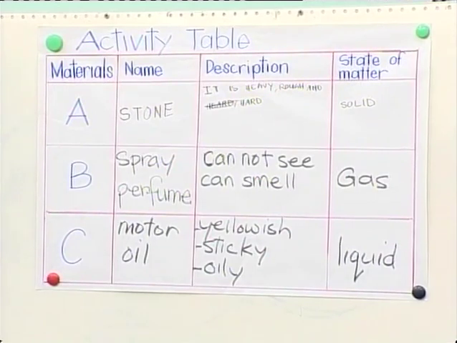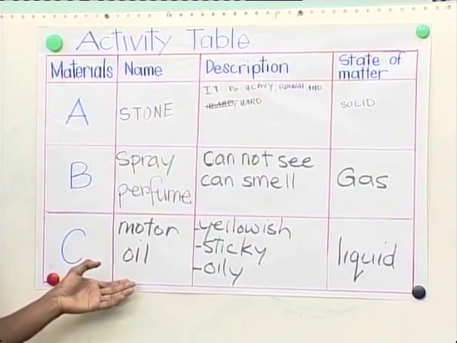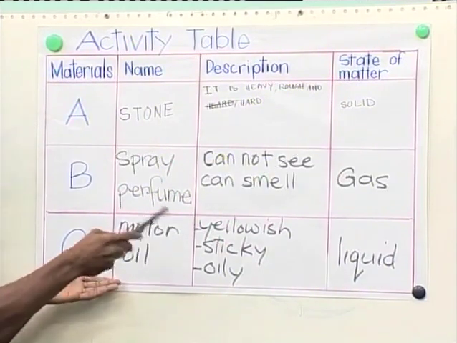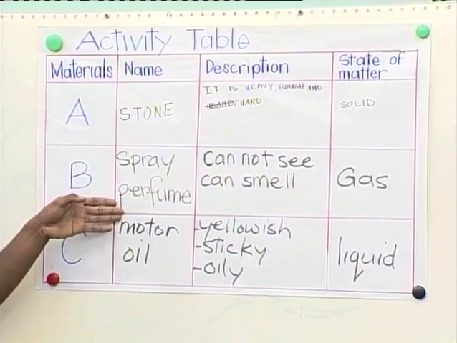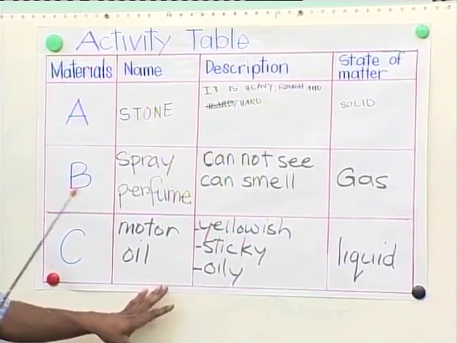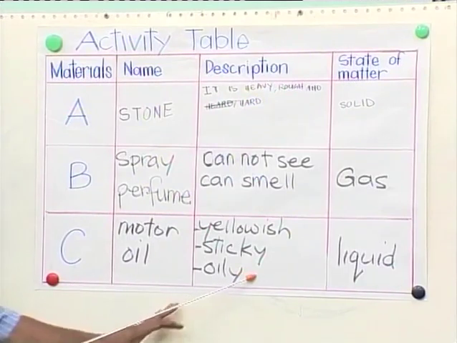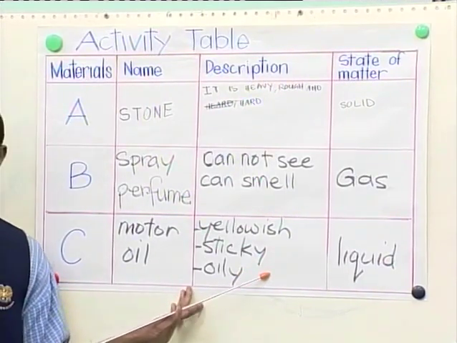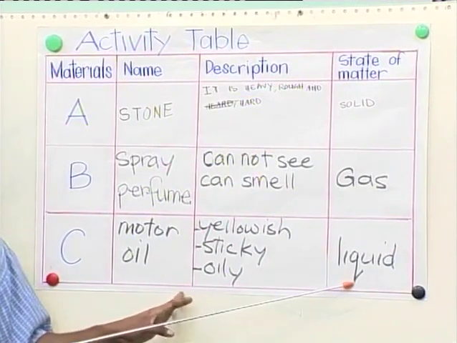Now let's have a look at our table. Very good. We have looked at 3 different materials in our lesson. A, we looked at stone, and it is hard, rough, and heavy. It is a solid. Spray, or the perfume that Shannon smelled, was said to be a gas. Polishare described to us the motor oil, which is C. Yellowish, sticky, oily, and she said that it is a liquid form of matter.